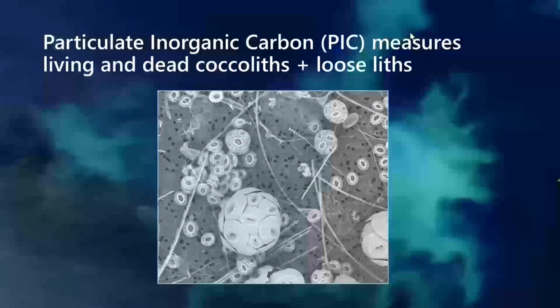And so we can measure the particulate inorganic carbon of the water column, and this will be all living and dead coccoliths and lolithophores. So when I'm measuring PIC, I'm looking at everything that would be in this picture that is formed of calcium carbonate. So we have the pelagicus species here, the E-hux, G-hux here, and all of these liths. And it's not going to differentiate between living and dead.